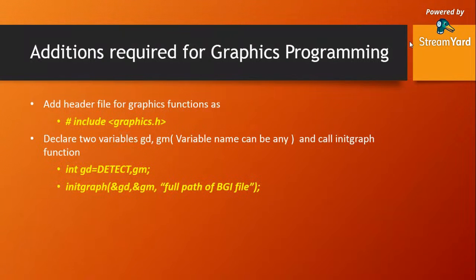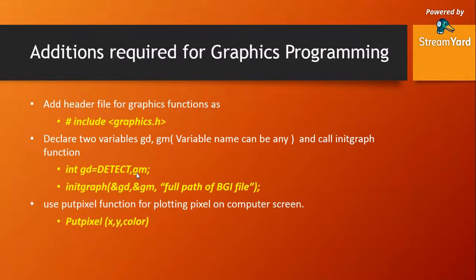The second change, or second addition, is that you have to declare two variables, GD and GM. You can give any name to them, you can have G and M like this also, but you have to declare two variables, that may be GD and GM, and then call the initgraph function. So this is: int gd = DETECT, gm; and initgraph(&gd, &gm, path of the BGI file). This is required for initializing the graphics mode. So you have to initialize the graphics mode by writing those two lines.